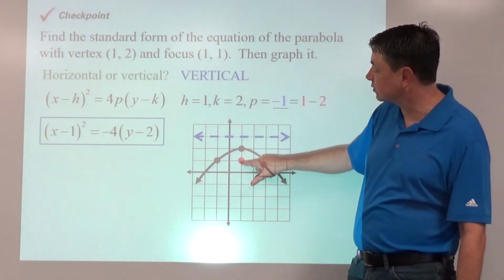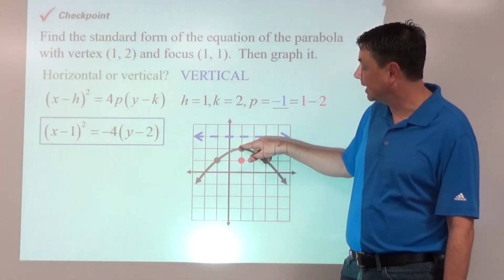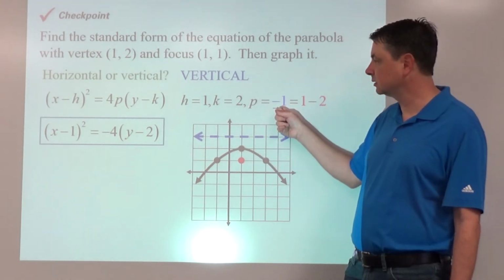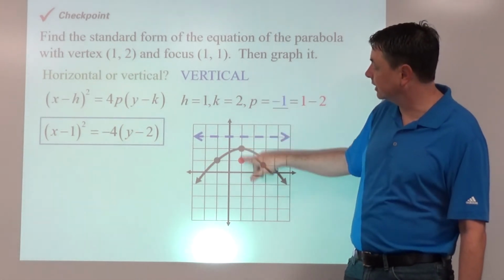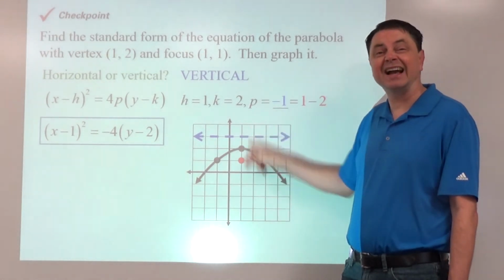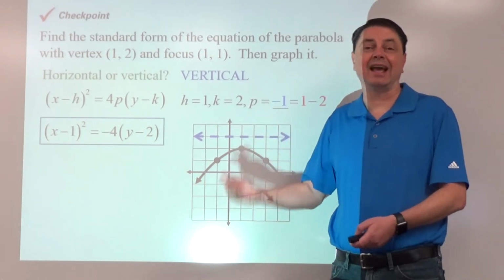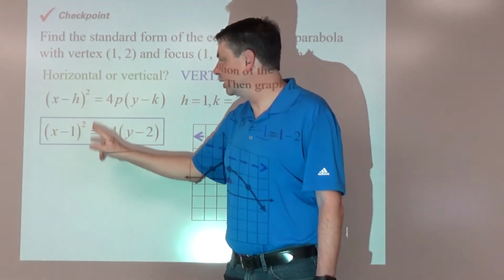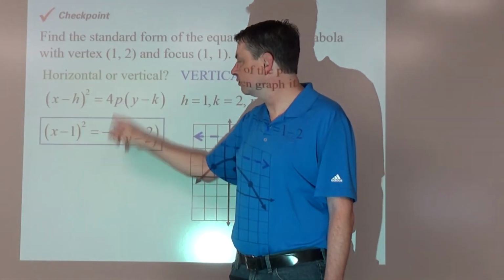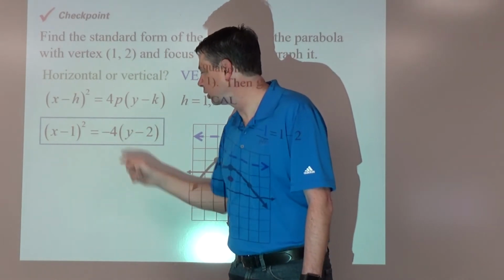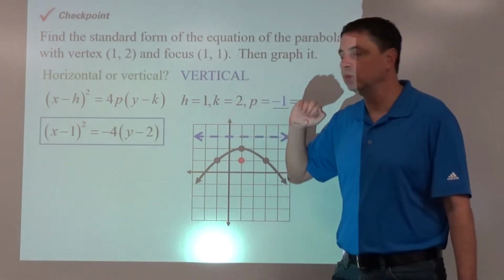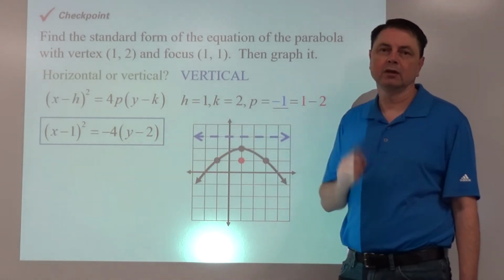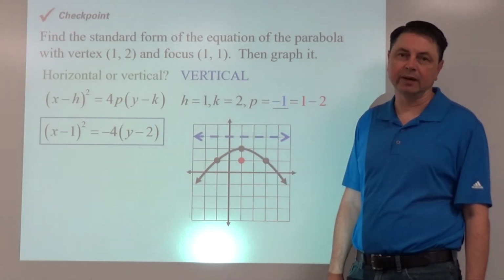So we've got vertex, we've got focus, we went down 1, so p is negative 1, and that's in a vertical sense, so the axis has to be vertical, so that means x has to be squared. So x minus h squared equals 4 times p, so 4 times negative 1 is negative 4, times y minus 2. We want to leave it in this form, our standard form for conic parabolas.